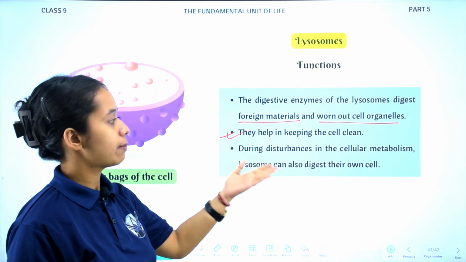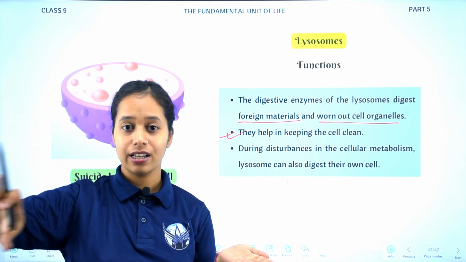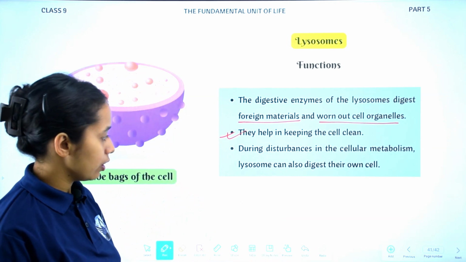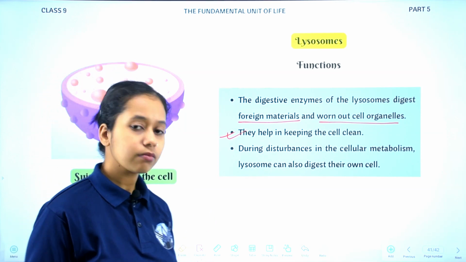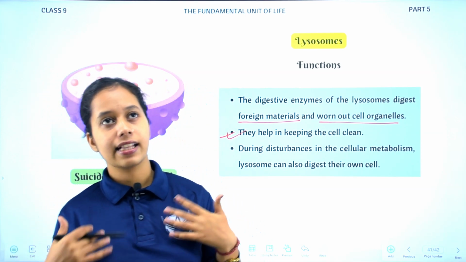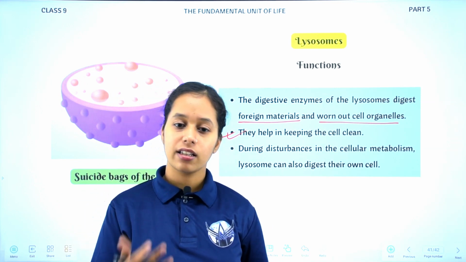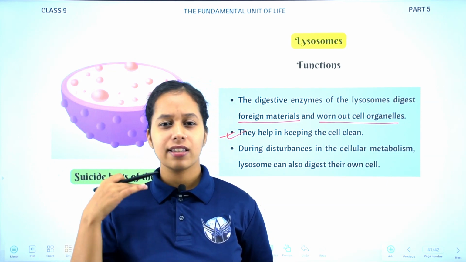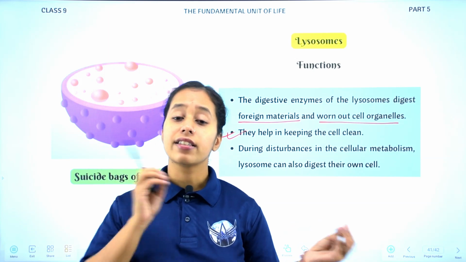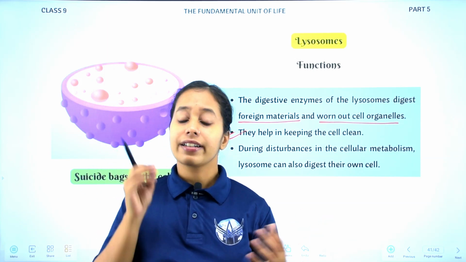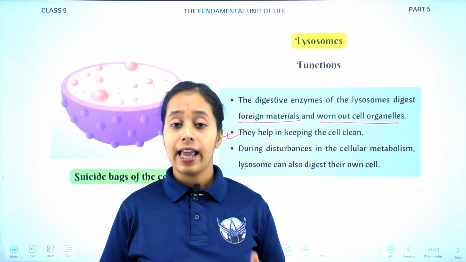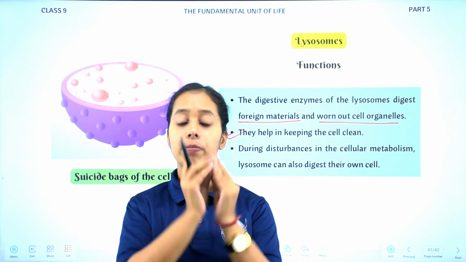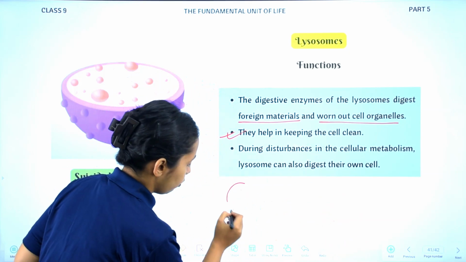There is nothing to explain here since it is removing all the waste, so it is helping the cell to be clean. During disturbance in the cellular metabolism, lysosomes can also digest their own cell. What happens when a cell gets old or is unable to perform to its full extent? When the cell is not doing well, there are disturbances in the cell processes, and the lysosome bursts.